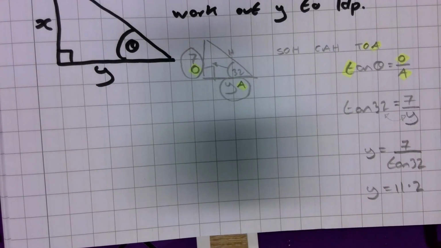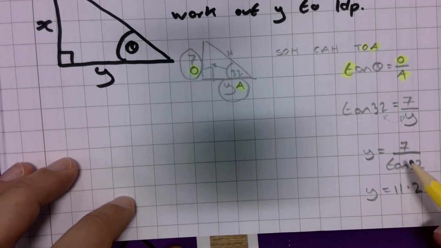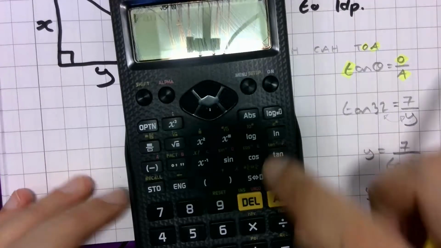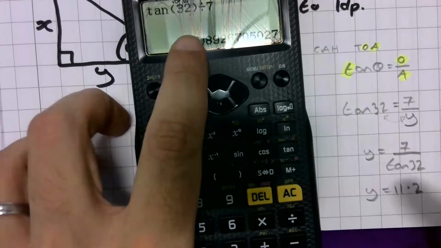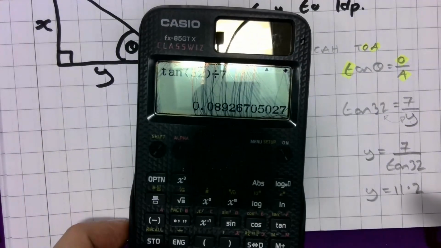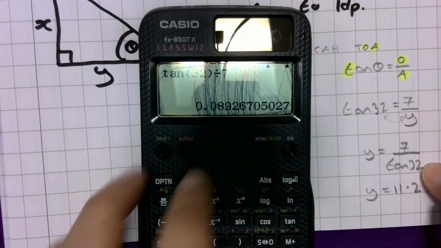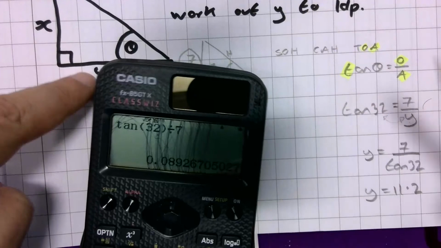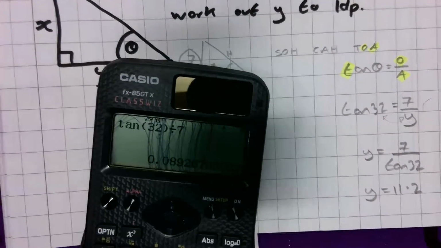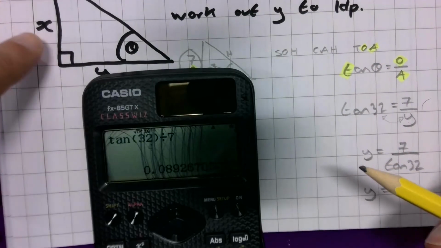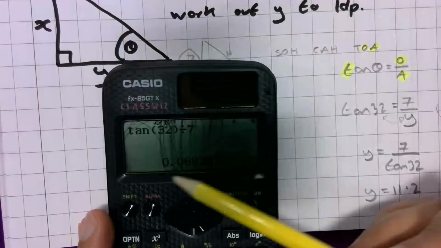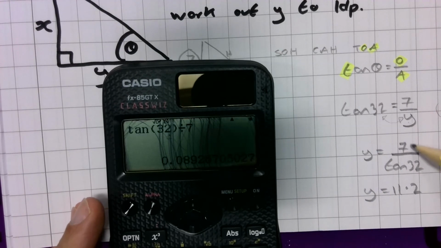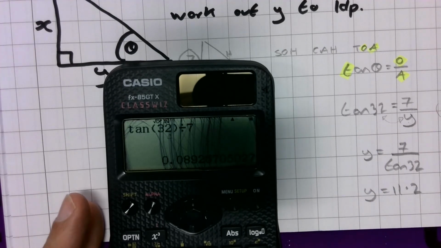Just check your answers whenever you do the division ones. If you do this the other way around, tan 32 divided by 7, I get a really, really small answer. If you think you followed everything right, check your answer at the end. If this side on the triangle was 7 centimetres, would the bottom side be 11 centimetres? Yeah, that seems about right. But would it be 0.089? If you get really small answers, go back, because you've probably divided those two things the wrong way around.